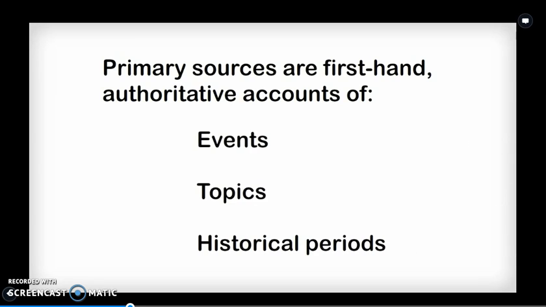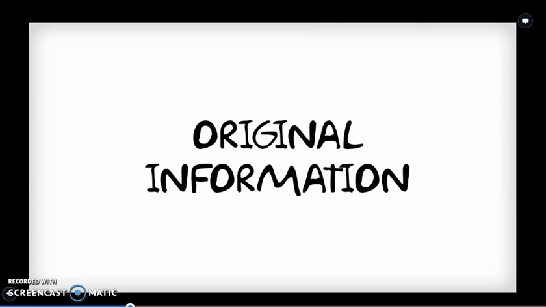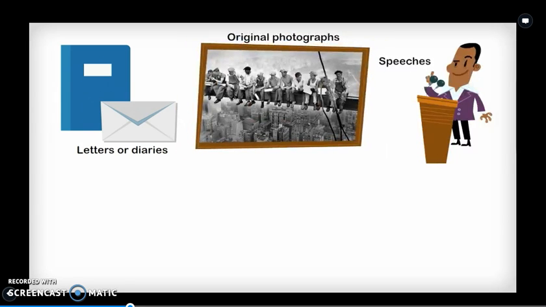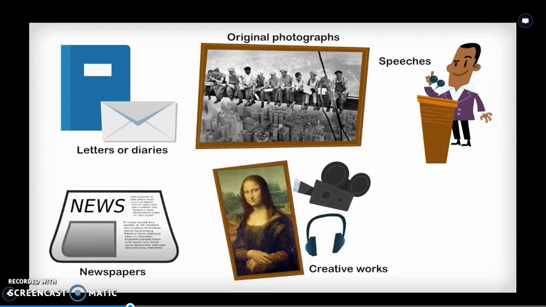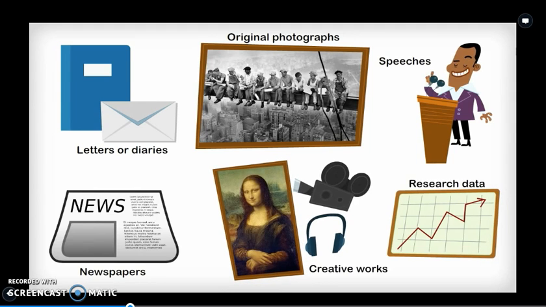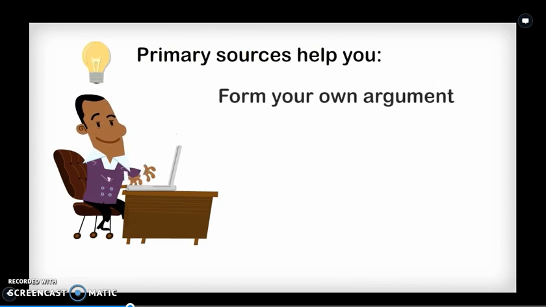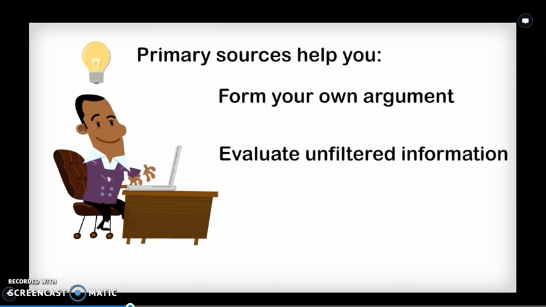Primary sources are first-hand accounts of an event, topic, or historical time period. Anything that contains original information on a topic is considered a primary source. Examples of primary sources include things like letters or personal diaries or journals, original photographs, speeches, newspaper reports, creative works like paintings, plays, and music, and research data or surveys. It's a good idea to use primary sources in research papers because it allows you to form your own argument to defend your thesis, since the information you're using is unfiltered by another person's point of view. You're able to critique an original work using your own ideas.